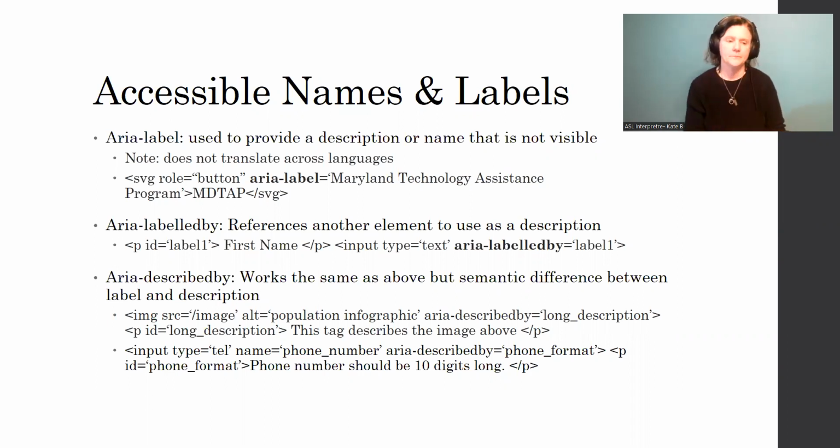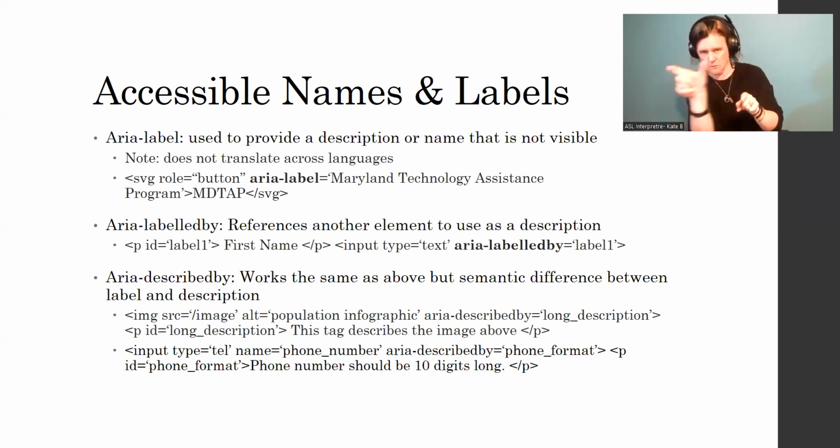So for our purposes, all 3 of these are accessible names. Label, however, really only applies to the first one. So ARIA label is an attribute that is used to provide a description or a name that is not visible. So you can think of it kind of like title, where it's an attribute and then its value is what's going to be read by the screen reader.